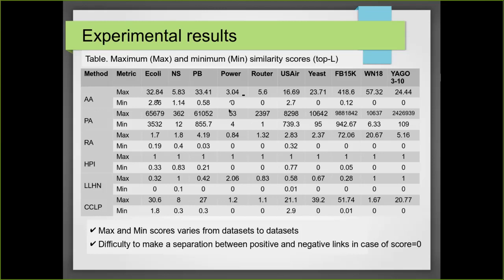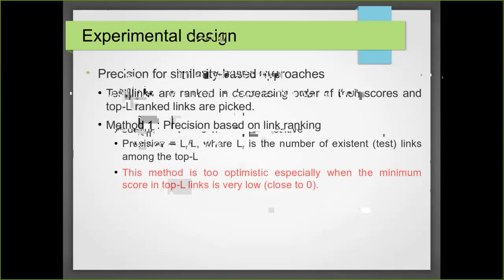And we see that in several graphs, the minimum score is 0, but still in the test links, we are considering them as truly positive links, because they have similarity score 0, but they are still in the test links. That means the problem we raised here exists in the real world.